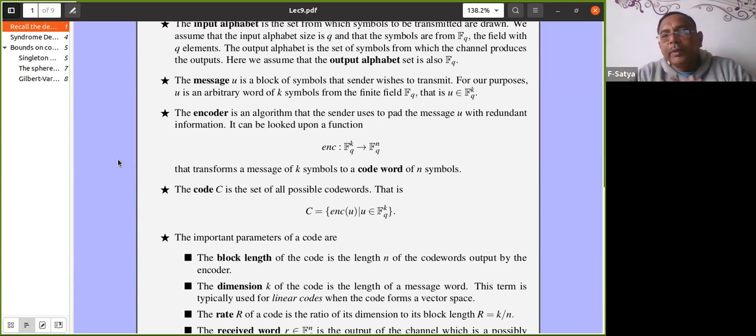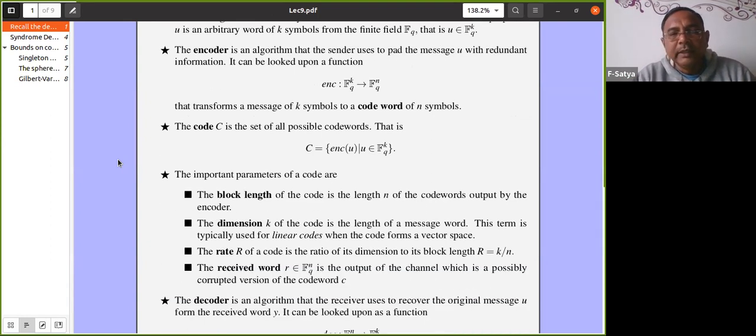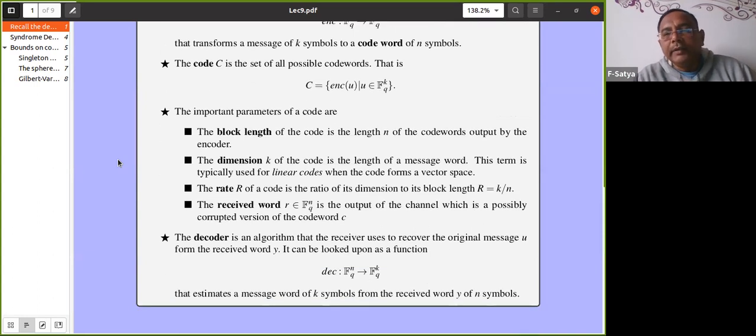But if C is a linear code, then the cardinality is q power k, correct? k is the dimension of the vector space. The block length is n and the dimension is k, and the rate is defined as k by n.